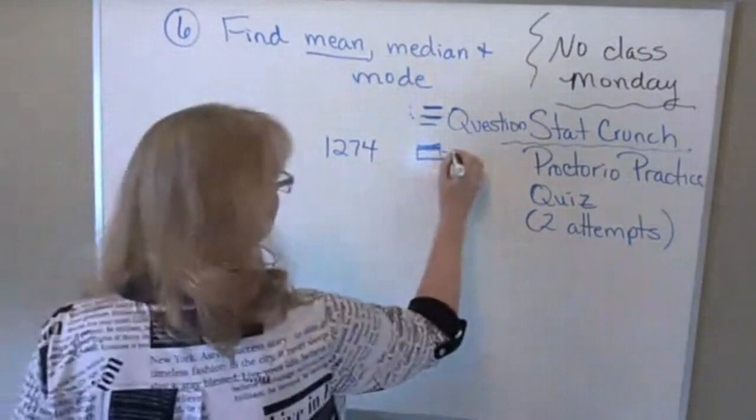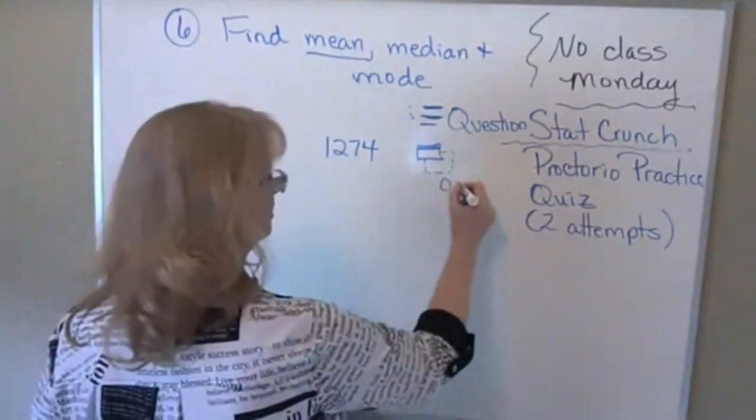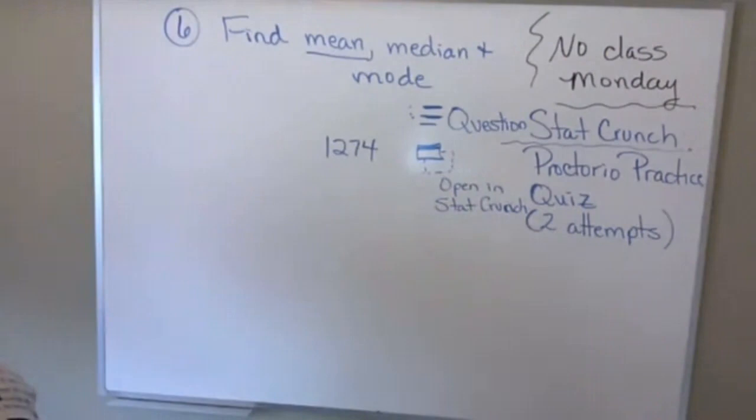It looks kind of like this. And if you hover over it and click, it'll say open. A choice you have is to open in StatCrunch. So if you're doing this with me, open your data in StatCrunch. So I've opened mine. I've told it to open in StatCrunch.